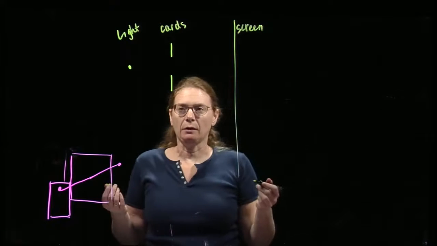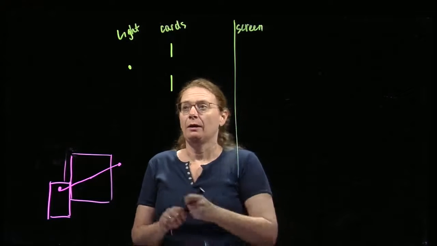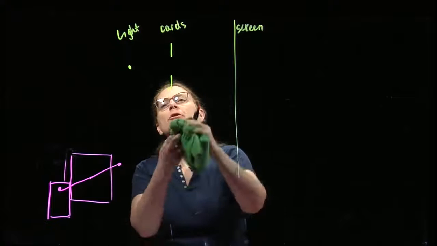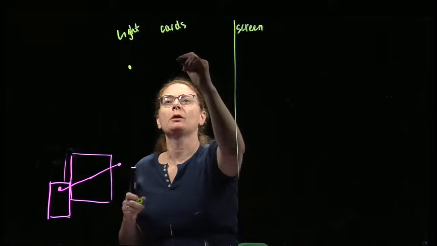You know what you should see. You should see two shadows in the shape of the card. And where are they? Ooh, that's too high. Let's make that a little bit lower.